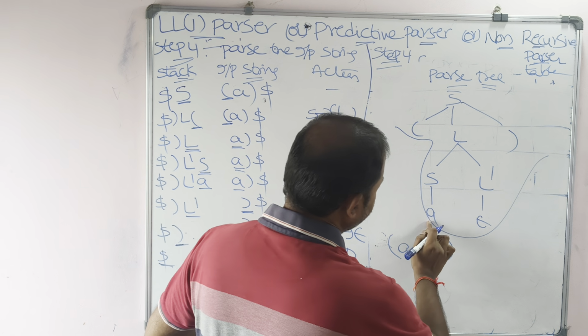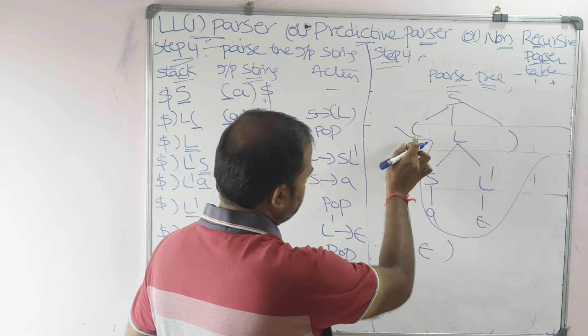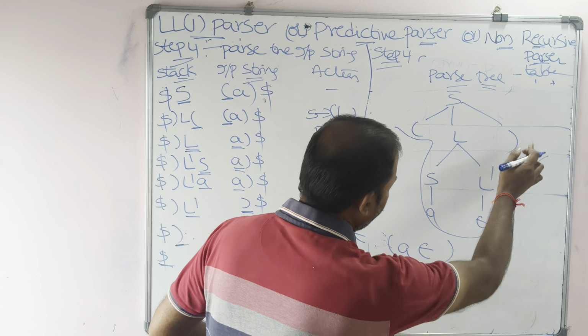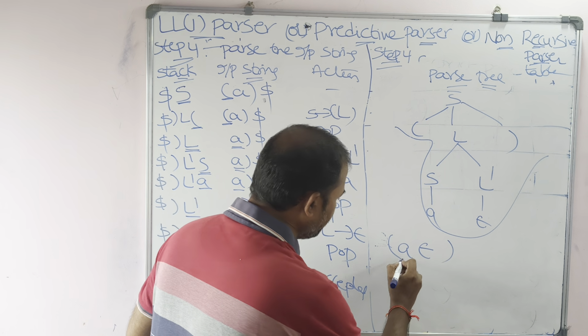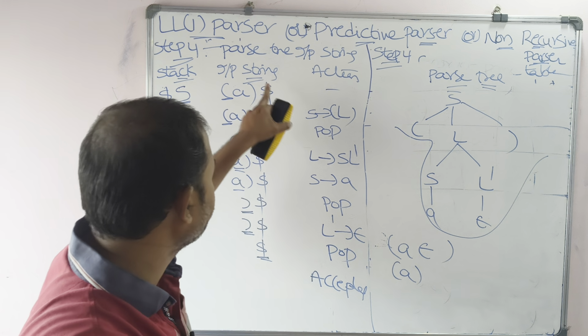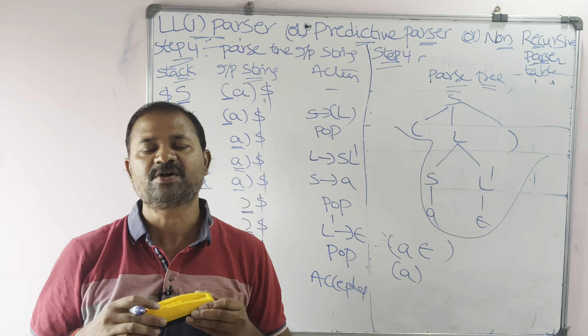We have to write the leaf nodes from left to right: left parenthesis A epsilon right parenthesis. A into epsilon is nothing but A only. So this is the given string. Likewise, we can solve any problem.